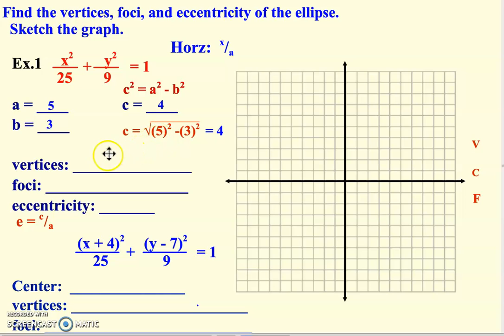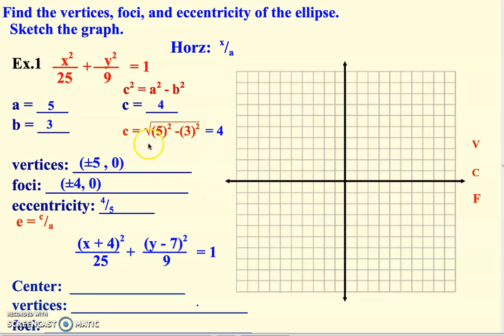Pretty simple stuff. And then what you guys want to kind of get used to again is trying to do the list of stuff without actually seeing the graph. So knowing it's horizontal, that means the vertices and the foci sit on the x-axis. So that means I know that these are going to be the case. Then eccentricity C over A. That's 0.8, so that's closer to 1 than 0, so it's going to look more elliptical.